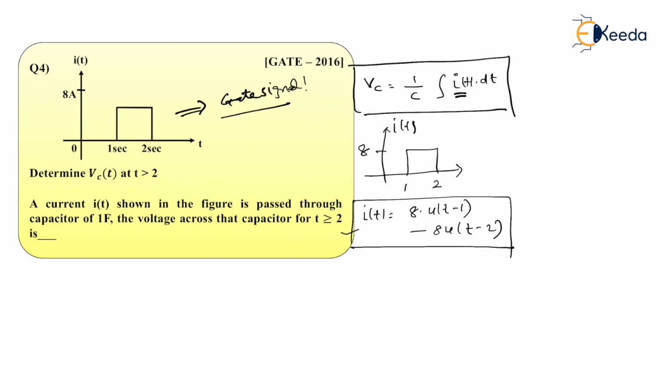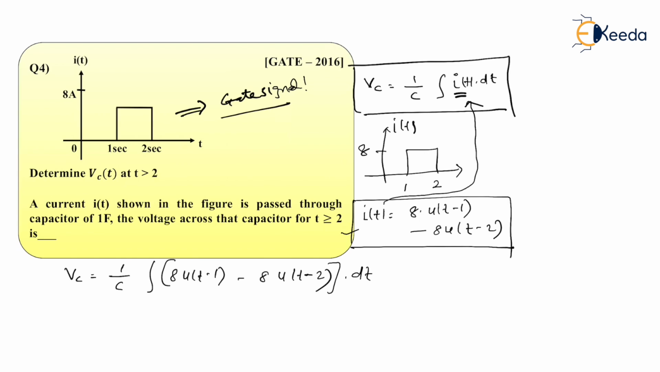So now if such signal is, let's say, passed through a capacitor having 1 farad value, they are asking you what is Vc of t for t greater than or equal to 2. Let's go for it. If the current is known, that is I of t, and if I substitute in this expression, I'll get Vc. So now Vc is simply 1 upon c integration of 8 times u of t minus 1 minus 8 times u of t minus 2, with respect to t time. So now we'll see how to go about it.